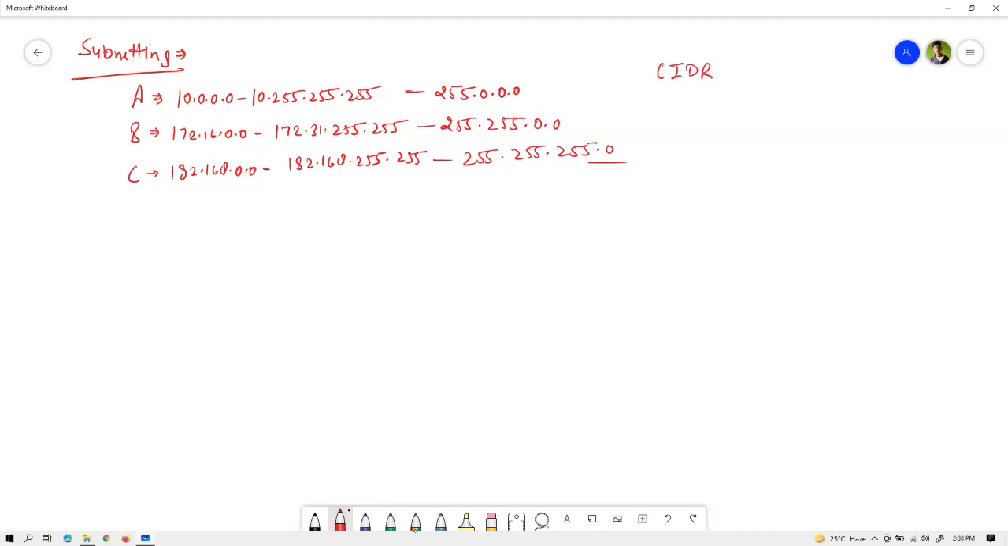So these subnet masks can be identified with the help of the CIDR value also, right? Classless Inter-Domain Routing. It is a method of IP address assignment. Okay, it was introduced in 1993 by the IETF, and it defines the subnet mask bits actually.